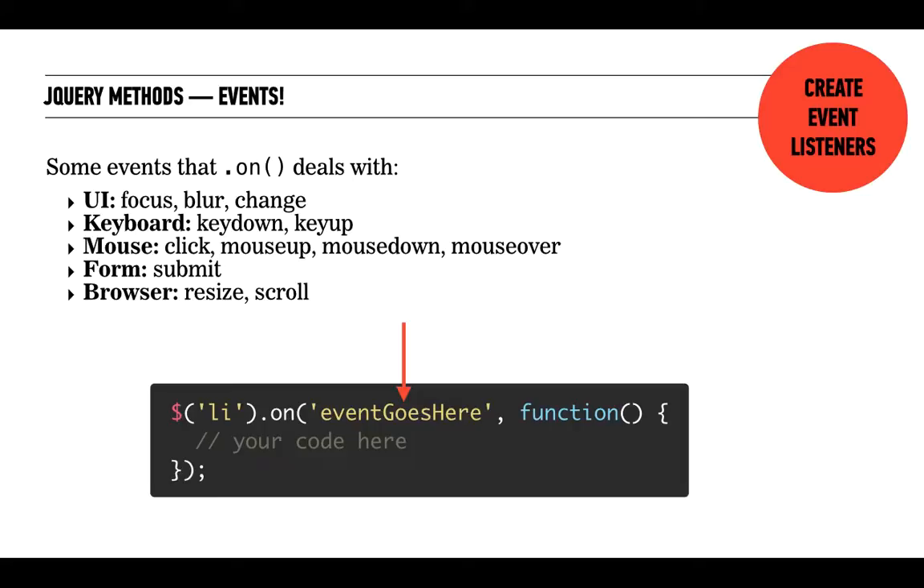So far, we've used click. For the cash register, we might have used submit. Otherwise, if you wanted to do something when they resize the browser, then you would just put resize there. If you wanted to do something on scroll, you would put scroll there. And it basically works the same way. So you just put whatever event you want to work with, and then you just have to tell it what you want it to do once that event occurs.